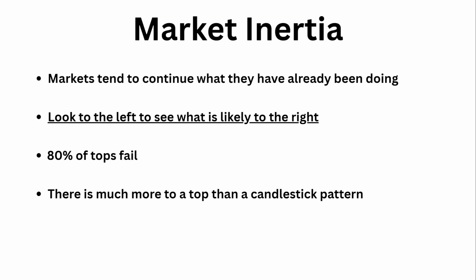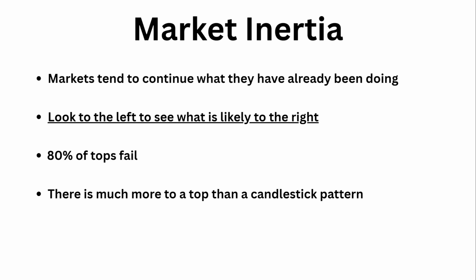Going back to the slides, the market has inertia. It tends to continue what it has already been doing. As in, if it's in a downtrend, it's likely to continue down, and vice versa. If it's in an uptrend, it's likely to continue up. One thing I like to live by is if you want to know what the bars will likely do to the right, you look to the left, because history tends to repeat itself, or at least rhyme, and sometimes price will target previous highs and previous lows.